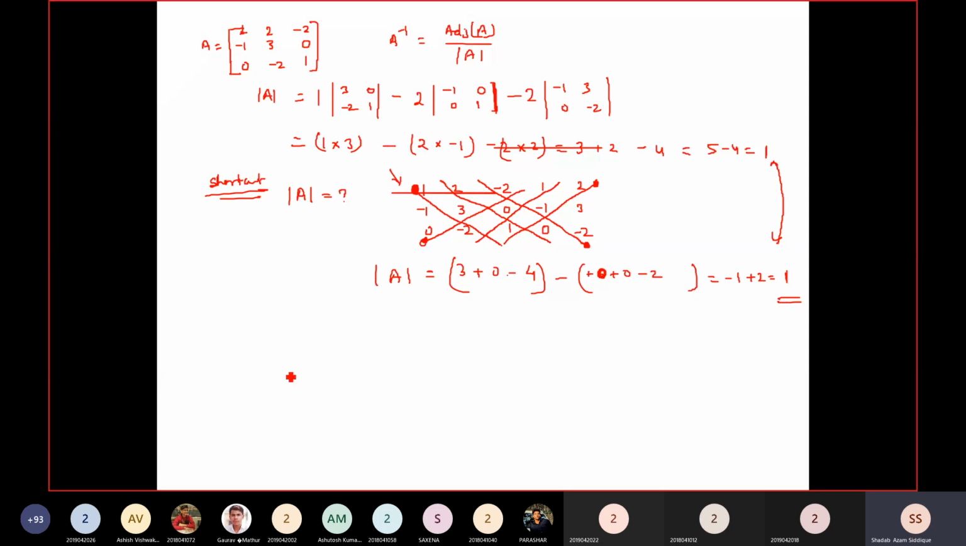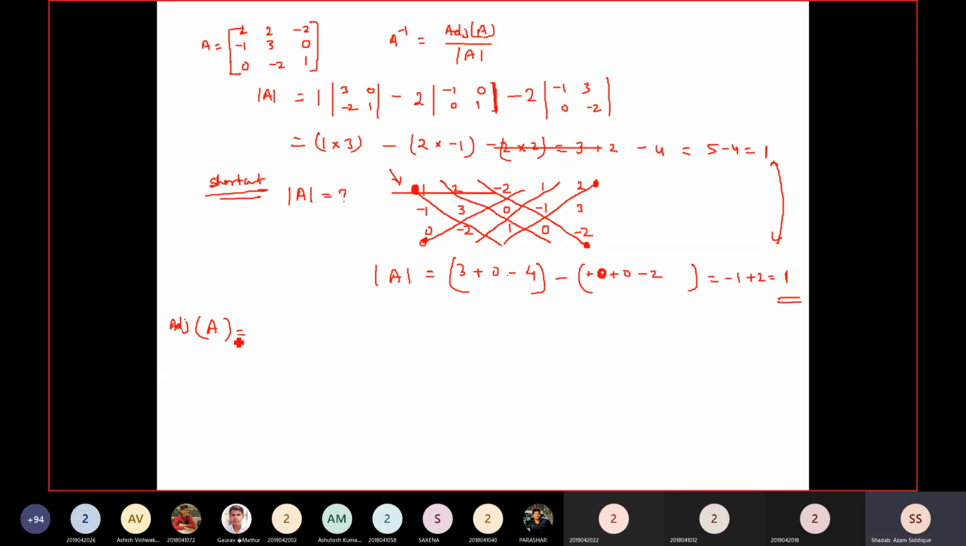Now I'll try to find the inverse using the normal method, which uses the adjoint of A. I'll find the adjoint of A using the normal method, and again I'll find the inverse using the shortcut method.